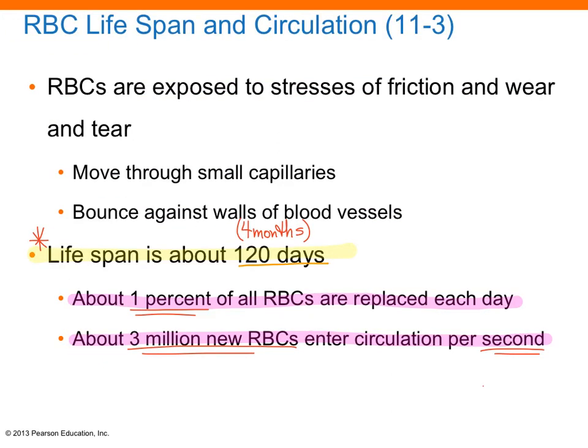Red blood cells have a lifespan of about 120 days or 4 months. About 1% of all the red blood cells are replaced each day. About 3 million new red blood cells enter circulation per second.